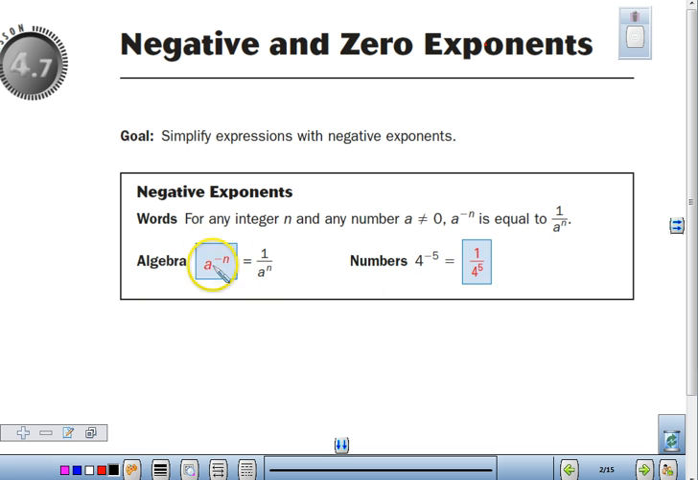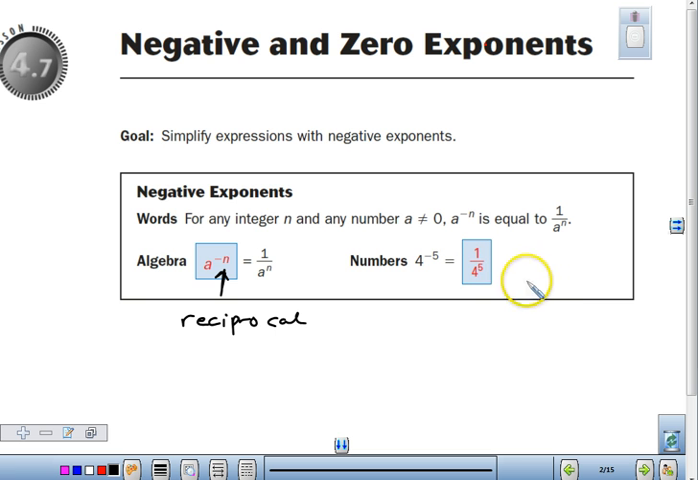So what that negative exponent is doing is not telling us the number is negative, but that it's the reciprocal. So the key thing you want to think about is that this is just like your reciprocal. So if I have 4 to the negative 5, I'm going to rewrite that as 1 over 4 to the 5th.